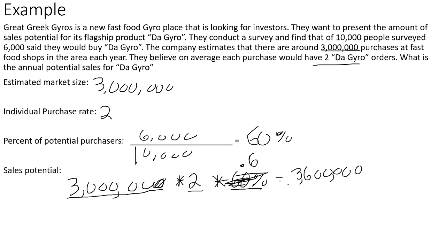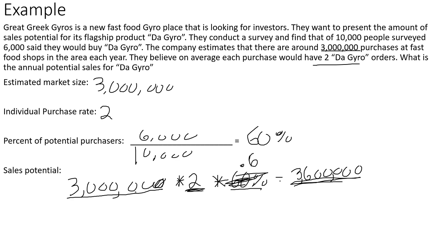So that's their potential sales. That's their annual sales potential is what they would call that. Now you might think, well, if there's only 3 million purchases, how can they get 3,600,000? Well, it's because they're going to get twice each time, right? Of the 60% of 3 million, they're going to get a purchase twice a year. So that's why this number can sometimes be greater than this number, because if you get more than one purchase a year, then you're going to get more than what your market size is.